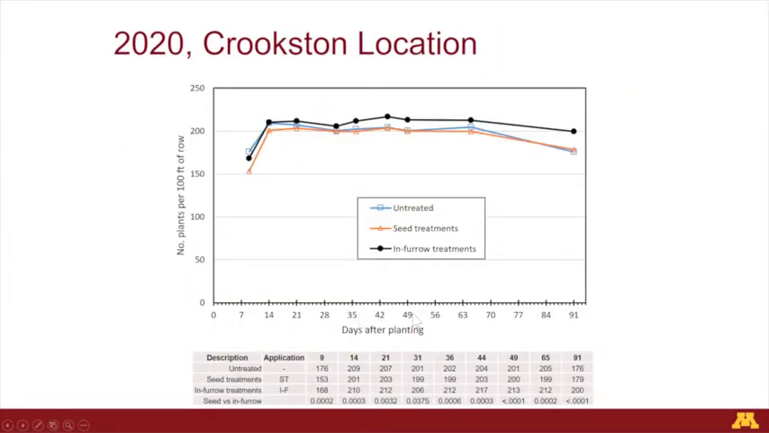And looking at the stand counts here, basically I added my data for the in-furrow treatments on top of the previous graph, right? So normally I would see in-furrows going a little bit lower early on compared to the seed treatments, and they do very well later, towards like 9 or 10 weeks after planting here, right? So that's the same pattern that we saw here.